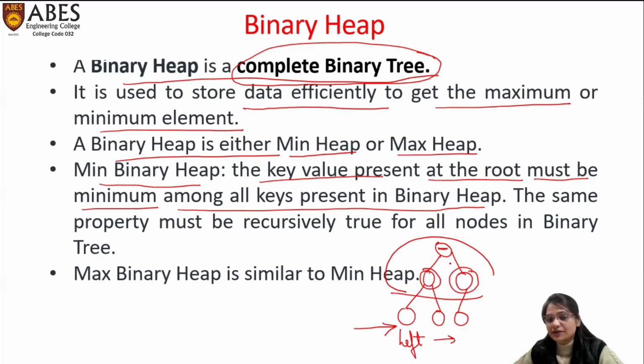Min binary heap or min heap, again I am telling you, this root value should be smallest out of these two children. Again, if I talk about this node, this value should be less than both of these children, as well as this value should be less than both of these children. Okay. Next concept is max binary heap. It is just similar to the min binary heap. If I consider this root value, it should be greater than these two children. Similarly, this node value should be greater than these two children. This node value should be greater than its child.